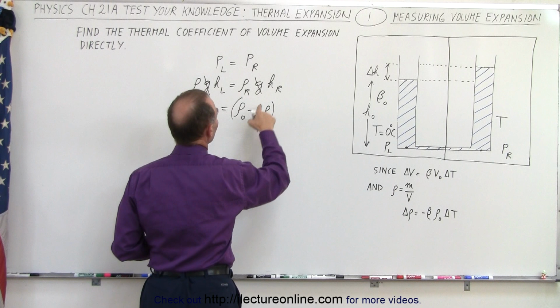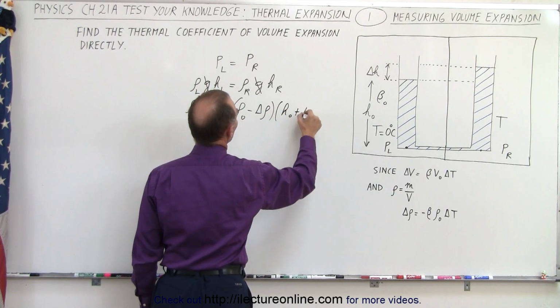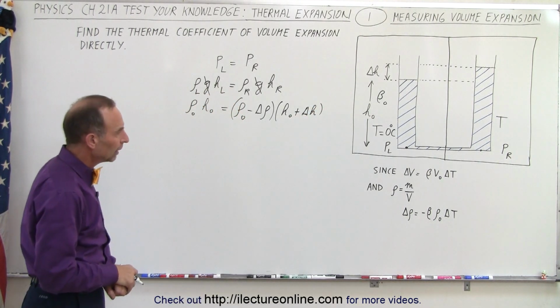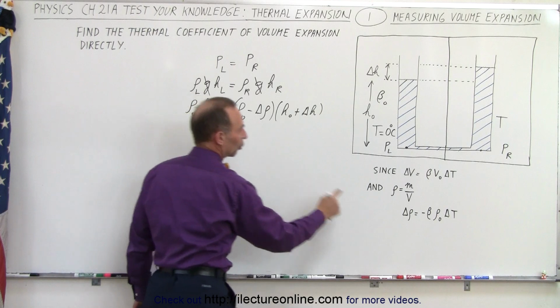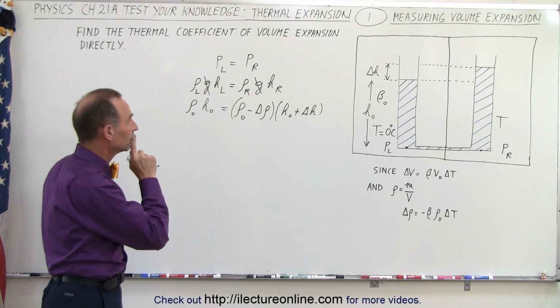That's going to be on the left. And then with the height on the right, that's going to be equal to the original height plus the change in the height. So we'll write it like that. Now, of course, we already have an equation for the change in the density, so we can introduce that there.